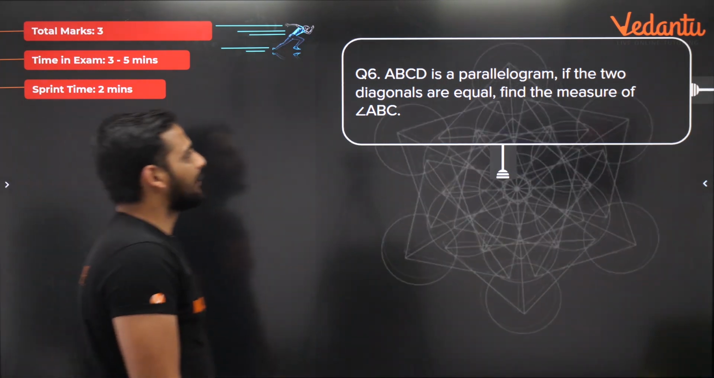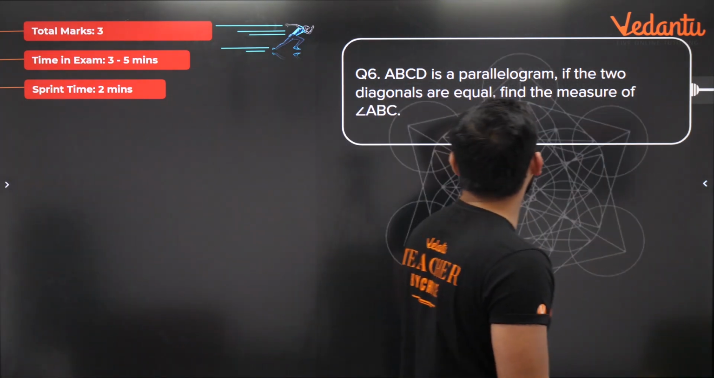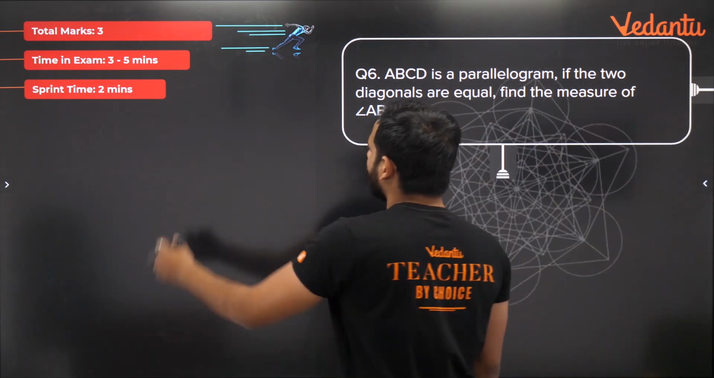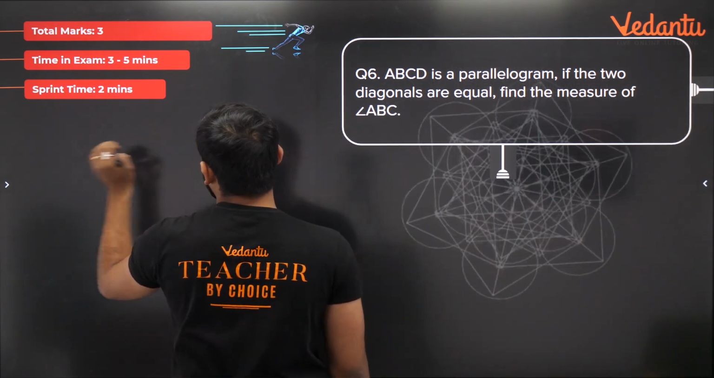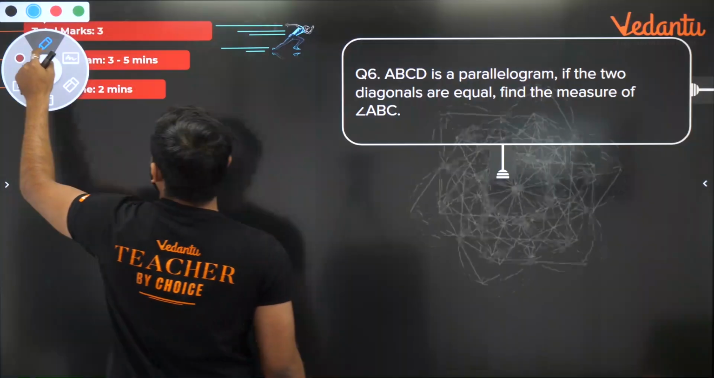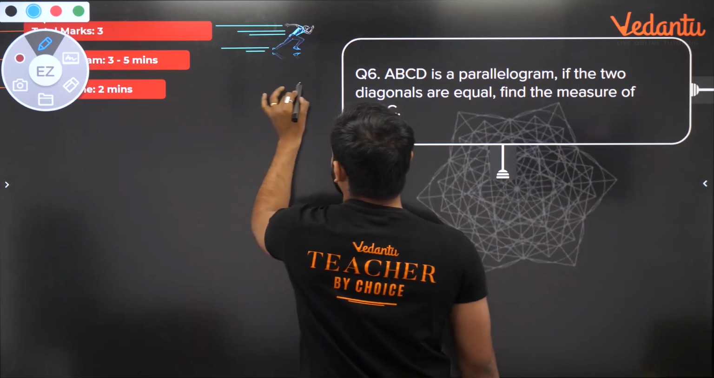ABCD is a parallelogram. If the two diagonals are equal, find the measure of angle ABC. So we have ABCD as a parallelogram.